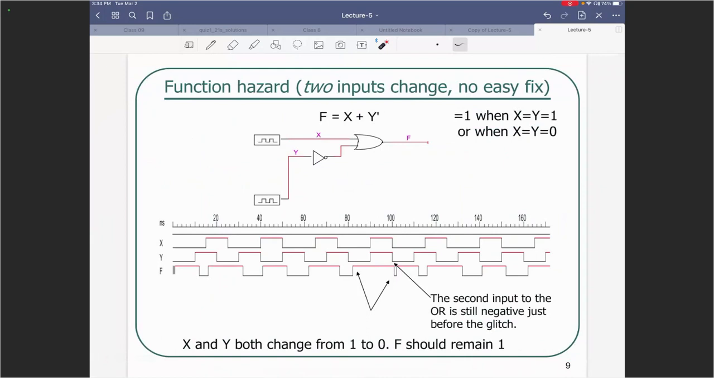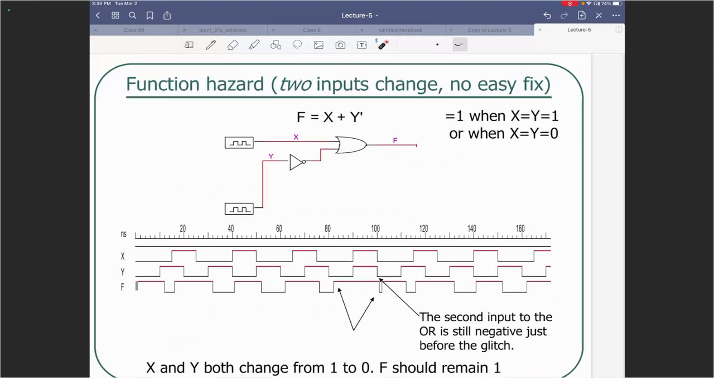Next, we have an example of function hazard. And we are going to do the same thing here. We are just going to identify it, but we are not going to fix it. No easy fix here. So the function that we are looking at is F equals X or Y complement. We are changing X, we are changing Y, and it has to go through a NOT gate and then an OR gate.